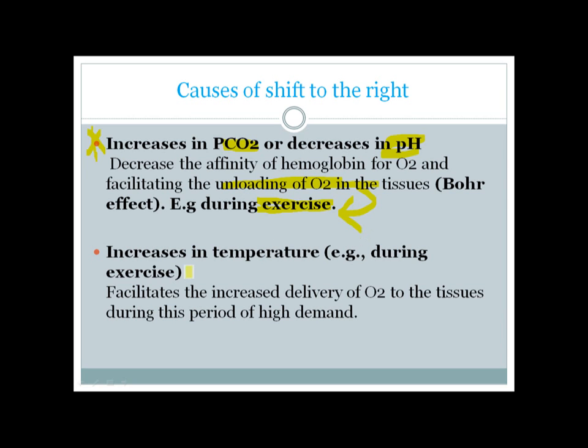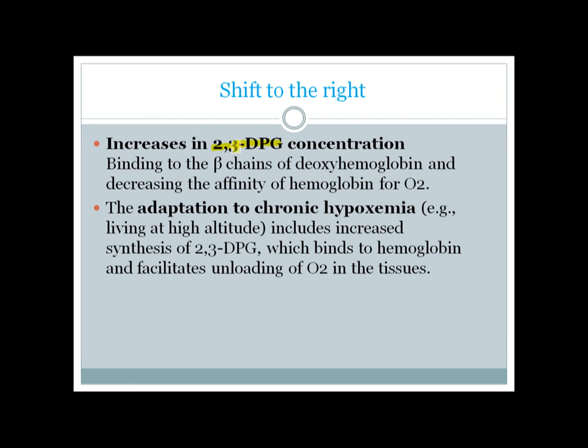Also, an increase in temperature reduces the oxygen affinity and facilitates oxygen unloading. An increase in 2,3-diphosphoglycerate also facilitates the unloading of oxygen due to decreased affinity of hemoglobin for oxygen. And this is actually one of the mechanisms for adaptation to chronic hypoxemia. In case of chronic hypoxemia, like that seen when living at high altitude, it causes an increase in DPG, which decreases the affinity of hemoglobin for oxygen, leading to release, or unloading, of more oxygen in the tissues.